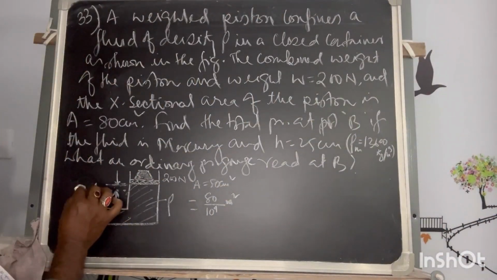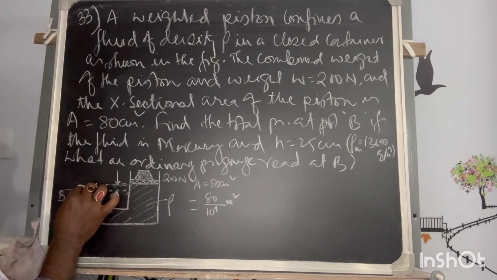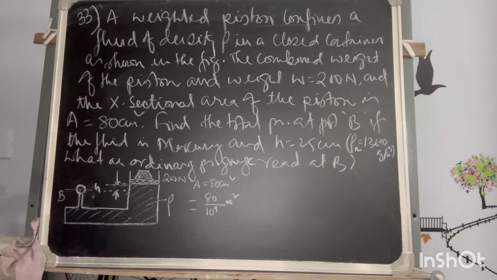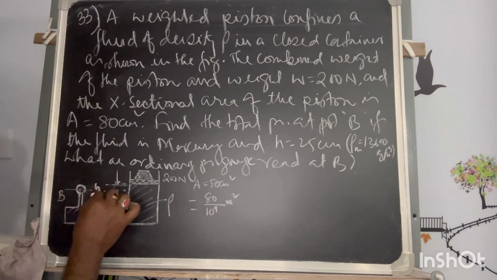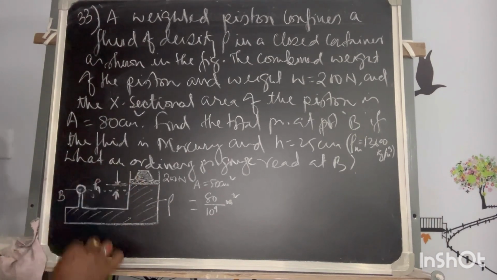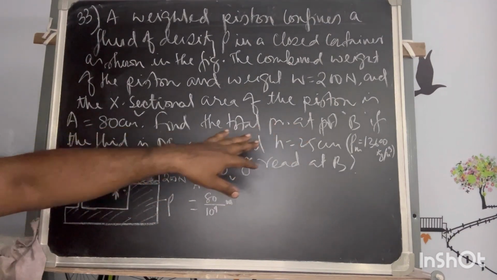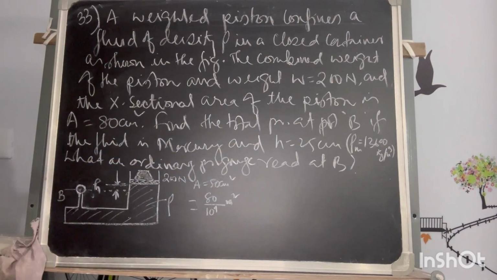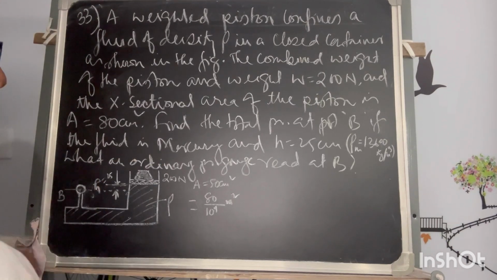Oh, this is point B. So this is the point B, which is taken at center. At point B, what is the pressure? Then point B to this piston height is given as H. So at point B, you have to find the pressure of the fluid, and this height H is given as 25 centimeter.